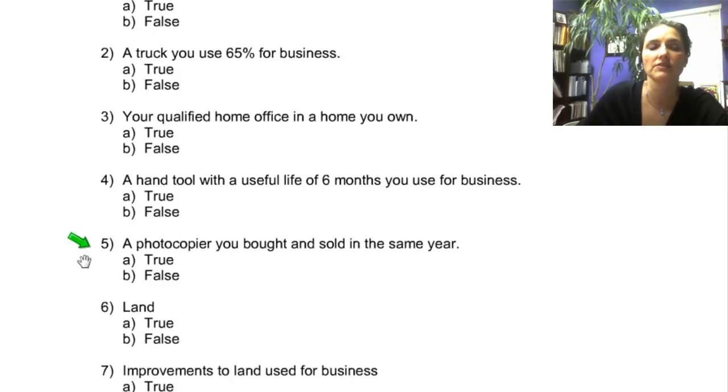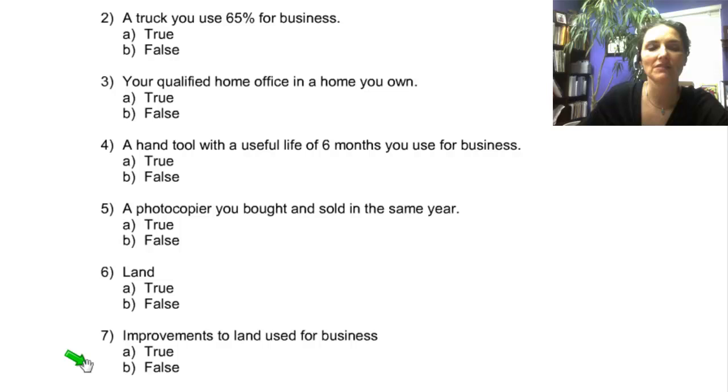Is that depreciable? The answer is false. No, it is not. Again, same as above. Property placed into and taken out of service in the same year is not depreciable. Land, is that depreciable? Never. Land is never depreciable. False.